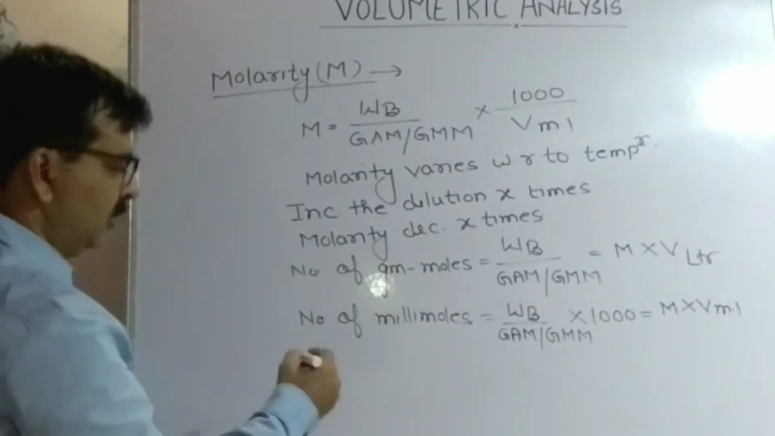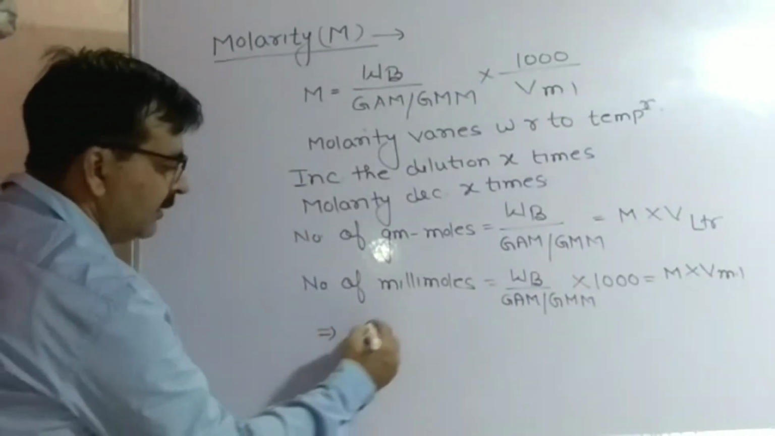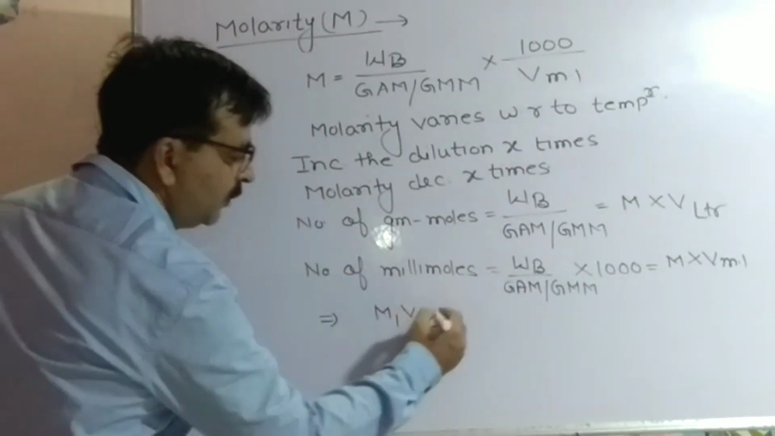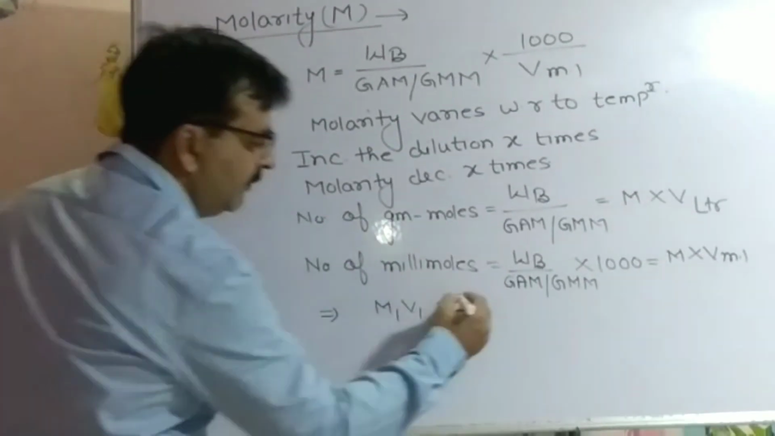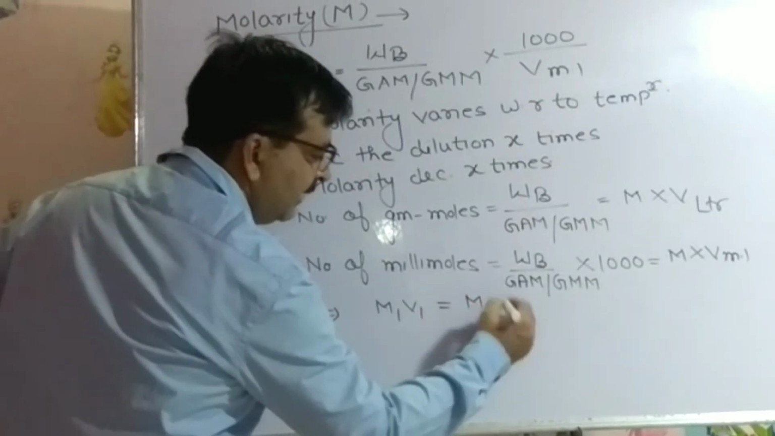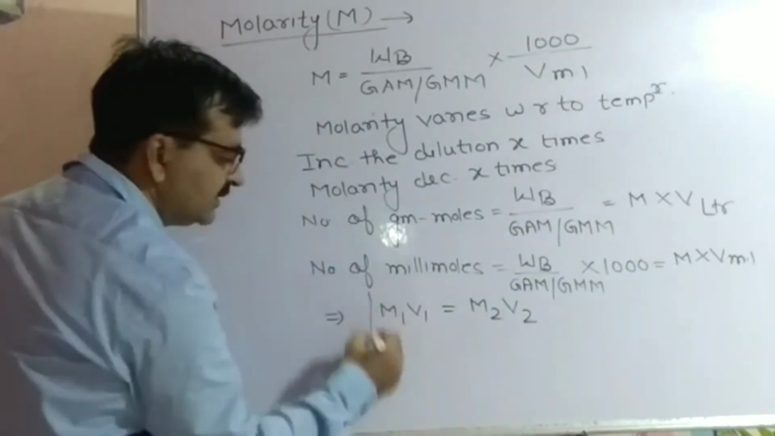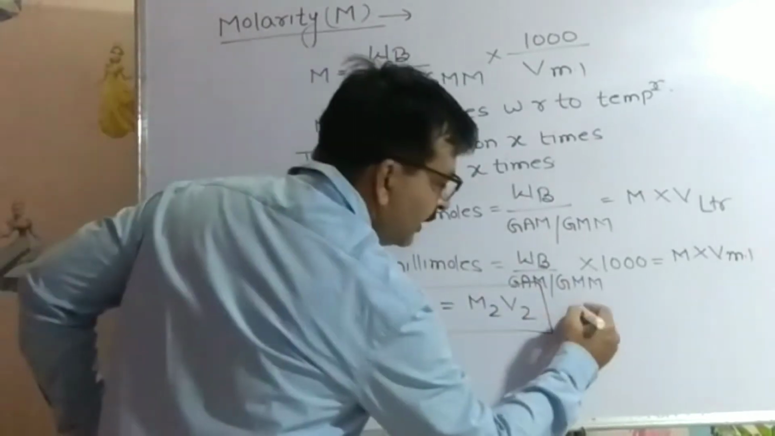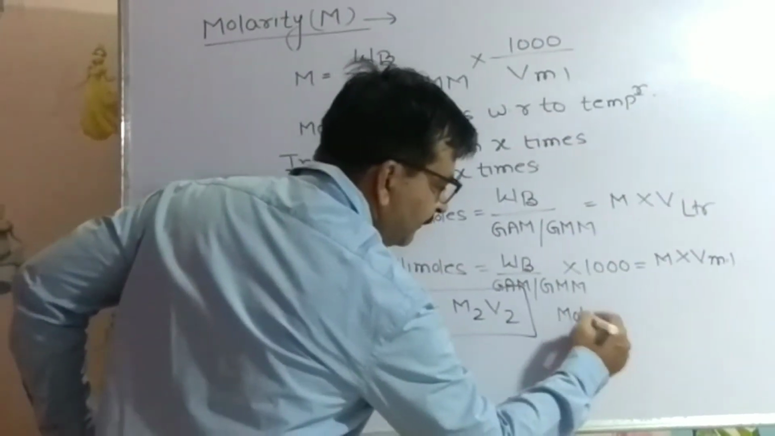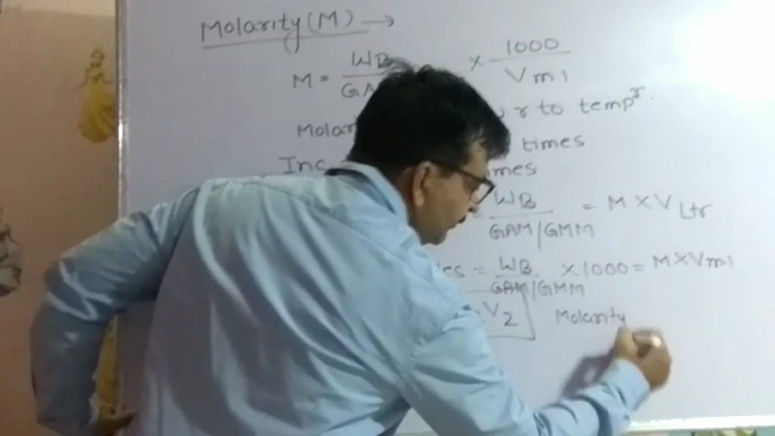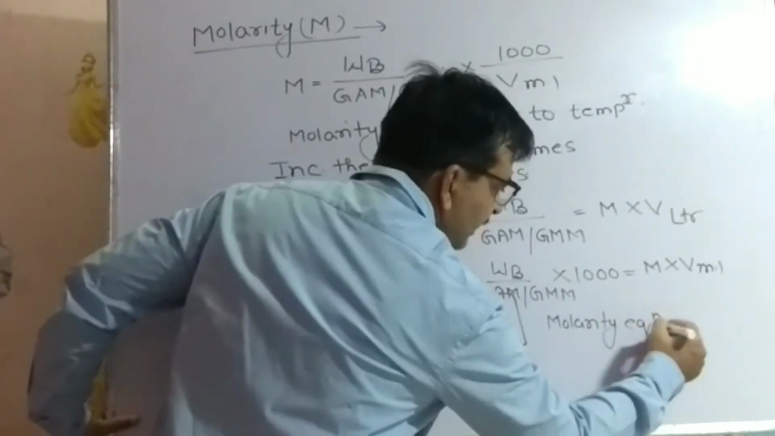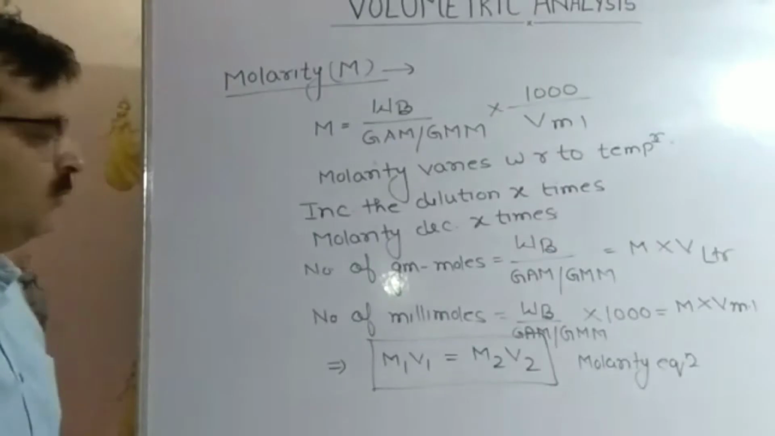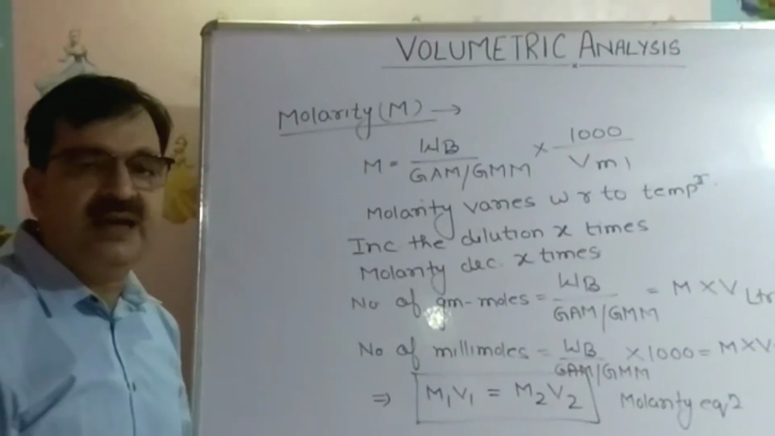Now student, from here we get the molarity equation or dilution formula, that is M1V1 is equal to M2V2. This is termed as molarity equation or dilution formula.